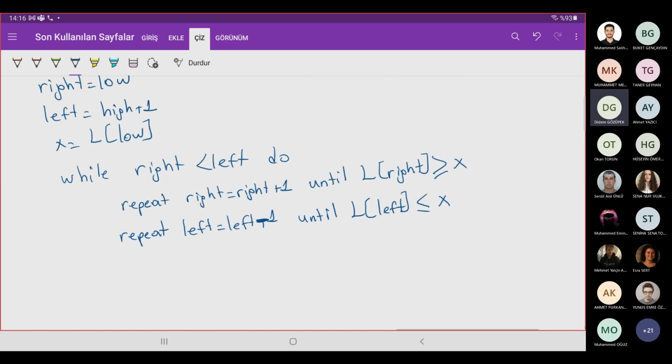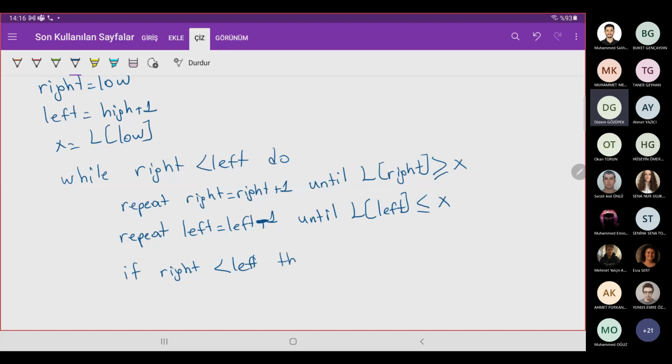So we repeat there. If both have stopped, then I arrive at this if condition, okay? Repeat until this, so I stop, and repeat until that, so I stop. Now both have stopped. If right is less than left, it means I haven't coincided yet. Still right is on the left part and left is on the right part. We haven't crossed each other yet. So now we can exchange our elements, okay? Then interchange.